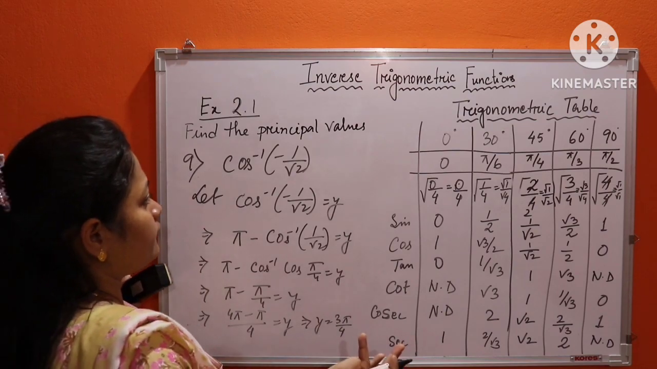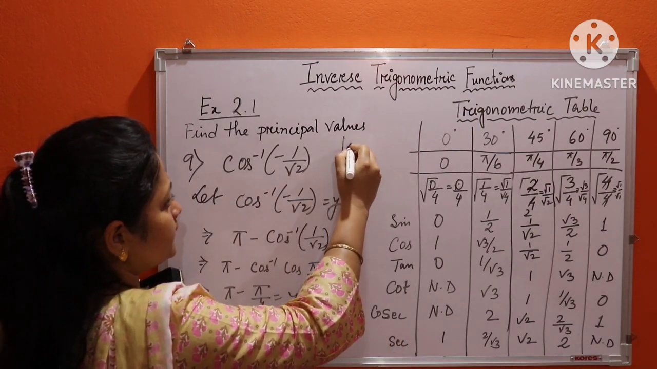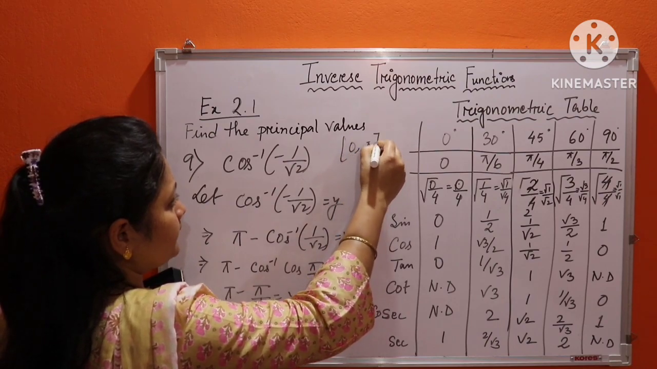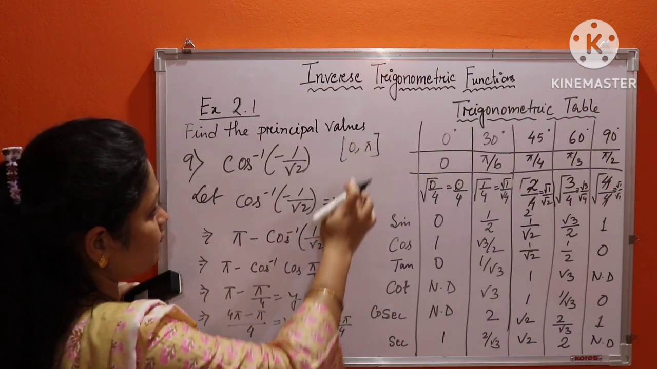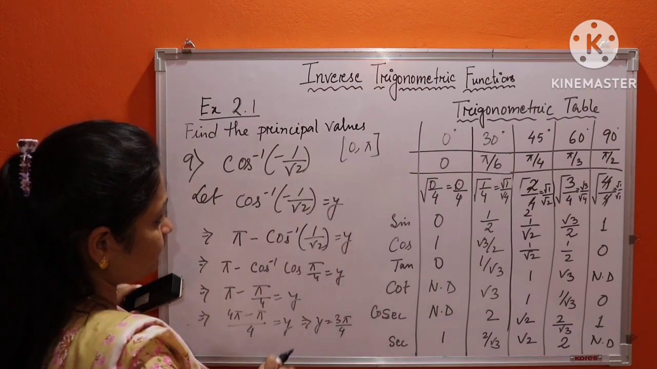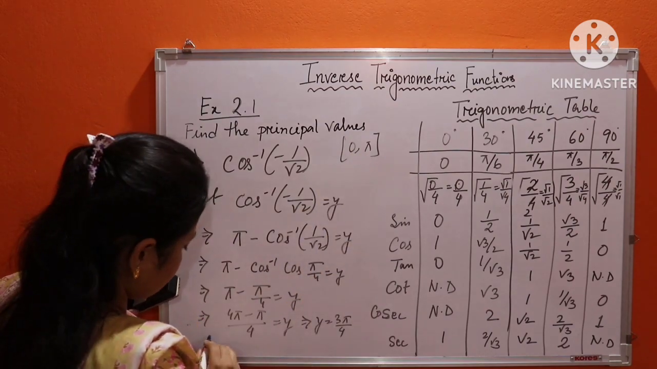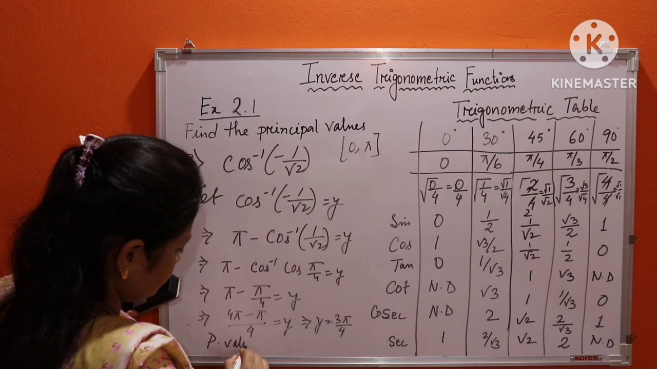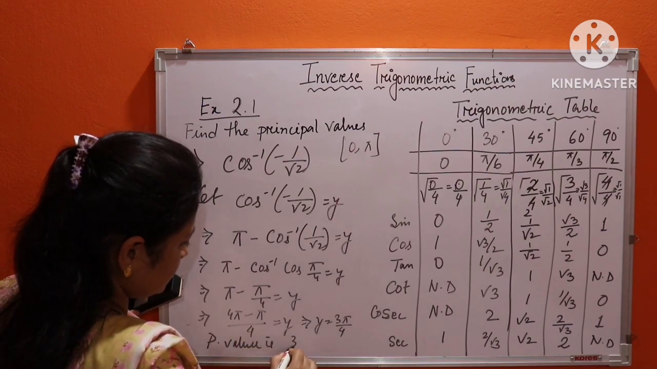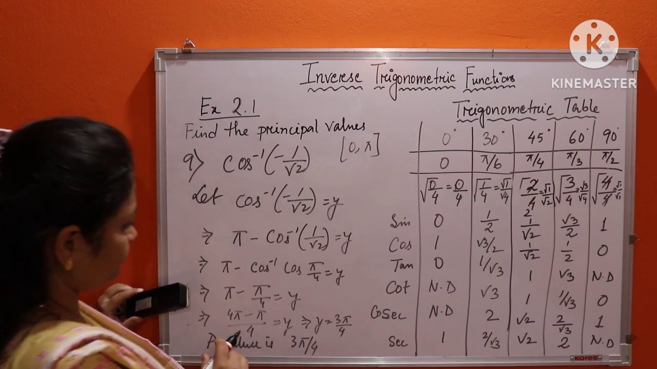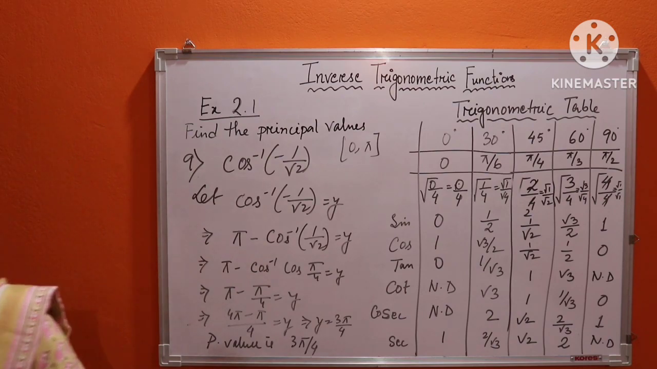Cos belongs to the second family, so it will be between 0 and pi. Yes, 3 pi by 4 lies between 0 and pi. So therefore the principal value is 3 pi by 4. Okay, this is for question number 9.